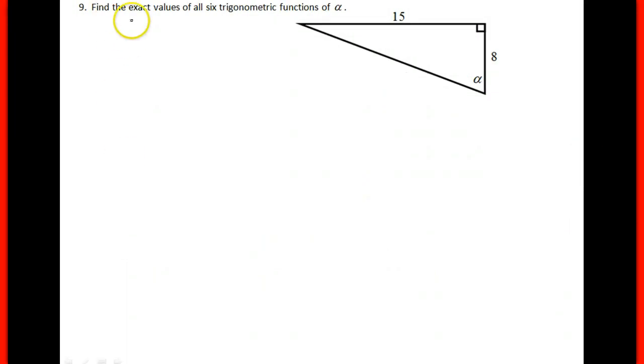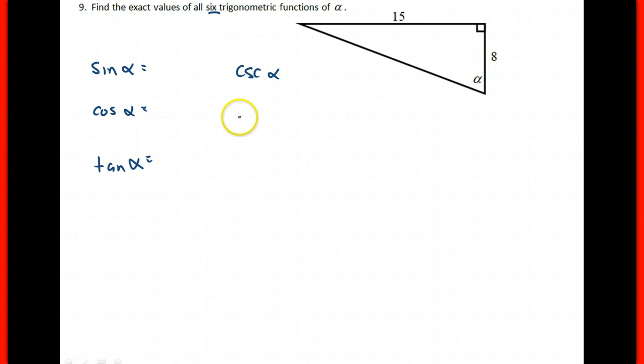Okay, we're asked to find the exact values of all 6 trig functions. We have the sine, the angle is alpha. We have the cosine. We have the tangent. And then we have all of their reciprocals. Reciprocal to sine is cosecant. Reciprocal to the cosine is secant. And the reciprocal to tangent is cotangent.